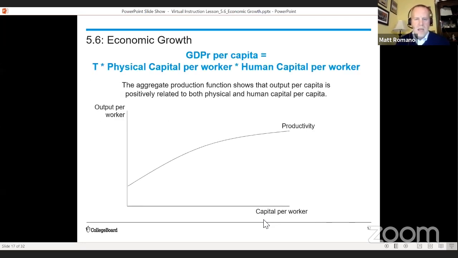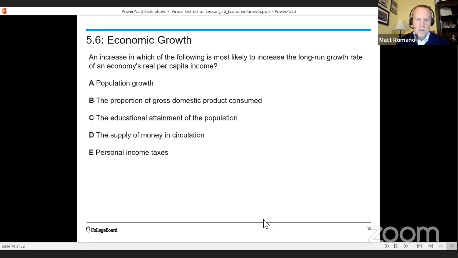If we refer back here, we should be looking for one of these three things: an increase in the level of technology, an increase in the level of physical capital, an increase in the level of human capital. So I've got to scan through my answer options and try to find them. A, population growth? No, that's not one. Proportion of GDP consumed? No, that's not one. Educational attainment? Let's think about that one, but we'll come back to it. Supply of money? No. Personal income taxes?